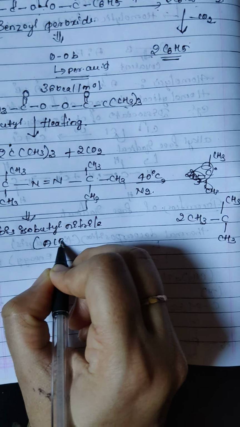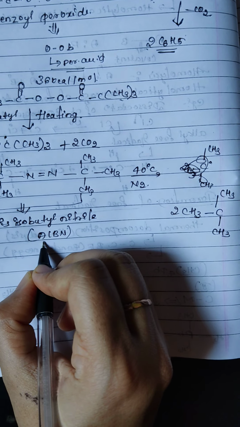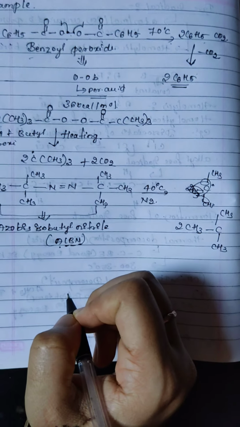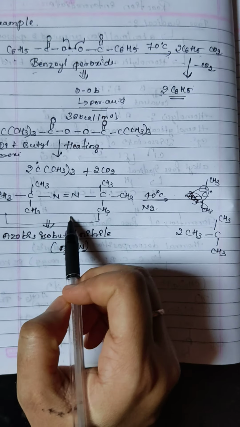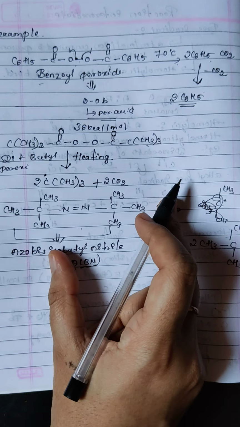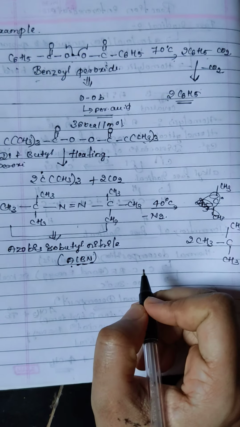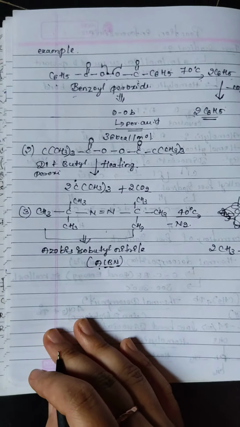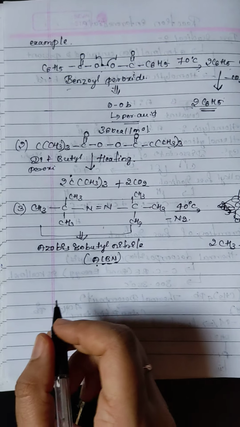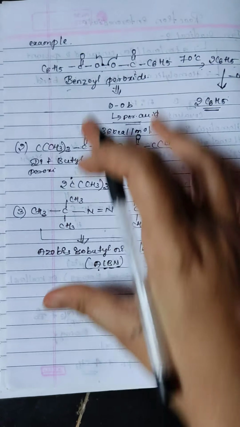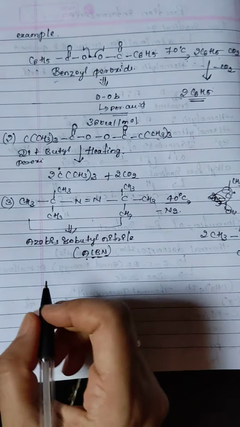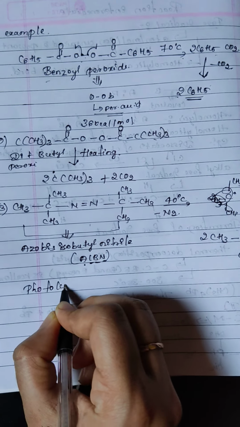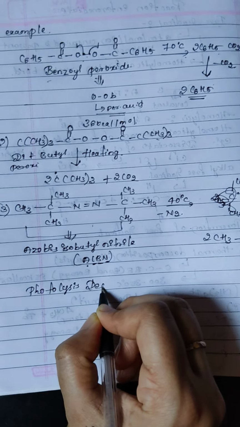What is AIBN? This is azo isobutyl nitrile, the AIBN formula. What just reacts with that compound? Heated at 40 degrees Celsius, it removes the nitrogen, and only this radical forms. Next, the formation of free radicals by photolysis decomposition. Thermolysis decomposition has three examples, and another one is photolysis decomposition.